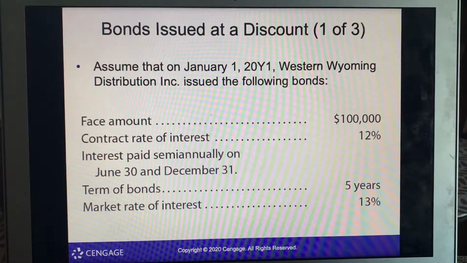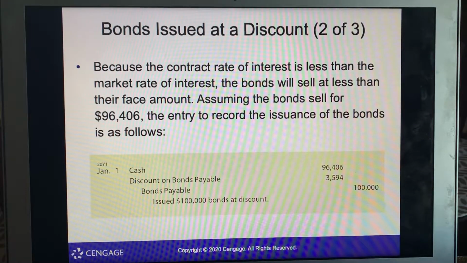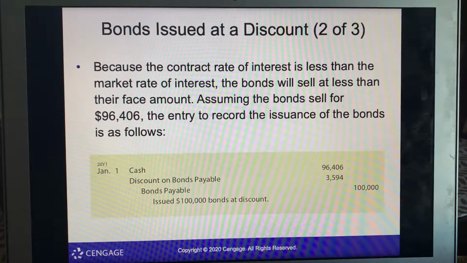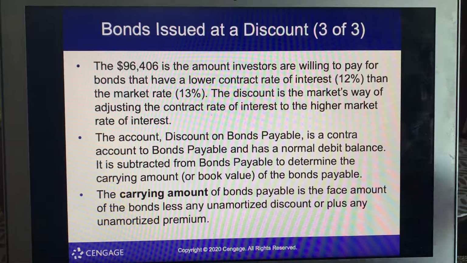Bond issued at a discount. Okay, so 100,000, 12%, 5-year, market rate is 13%. So cash of $96,406 and discount on bonds payable of $3,594 and the bonds payable of $100,000. Okay, and don't forget this is at a discount. So the $96,406 is the amount investors are willing to pay for the bonds that have a lower contract rate of interest, 12%, than the market rate, 13%. The discount is the market's way of adjusting the contract rate of interest to the higher market rate of interest.